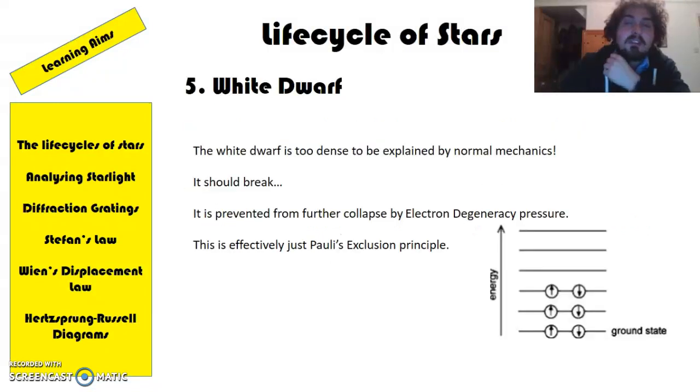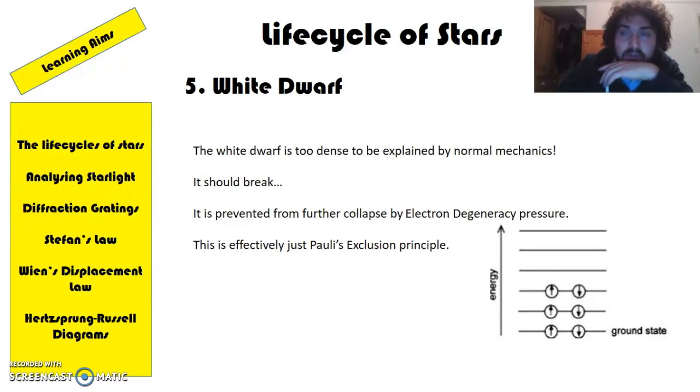It's just a theory that they'll get to that stage. So the white dwarf itself is actually prohibited from collapsing any more by something that can't really be explained by what we call Newtonian mechanics. It's actually prevented by something called electron degeneracy pressure, which is a quantum thing.